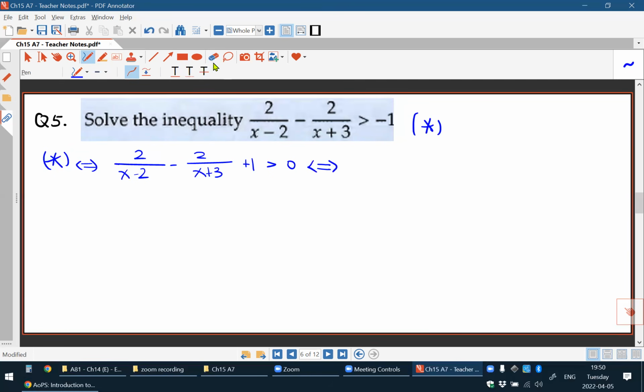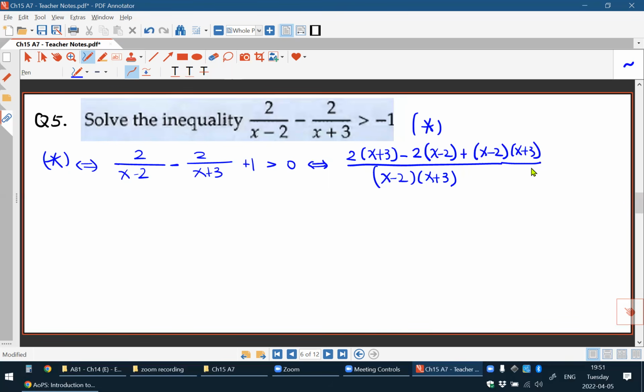Then we can rewrite the left side using the common denominator. So what is a common denominator in this question? Common denominator is the product of x minus 2 and x plus 3, right? Okay, so if we use x minus 2 and x plus 3 as a common denominator, first expression is 2 times x plus 3, right? Then minus 2 times x minus 2, then plus x minus 2 times x plus 3, right? You follow me? Yeah. Okay, and this is greater than 0. This is always equivalent, right?